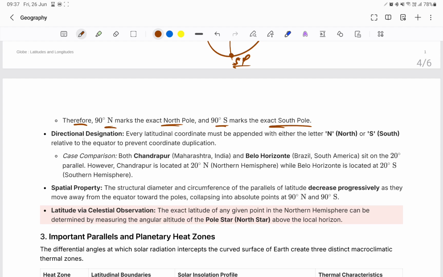Next, we have to understand directional designation. Every latitude coordinate must be appended with either the letter N for north or S for south relative to the equator to prevent coordinate duplication. So directional designation, like how we can designate directions. Every latitudinal coordinate must be appended with either letter N or S, relative to the equator, so that coordinates are not duplicated.